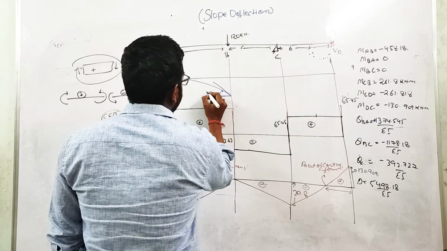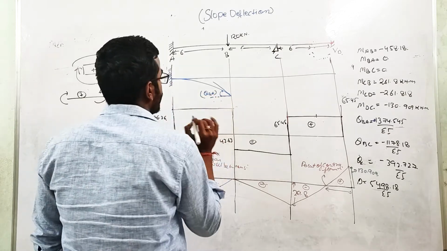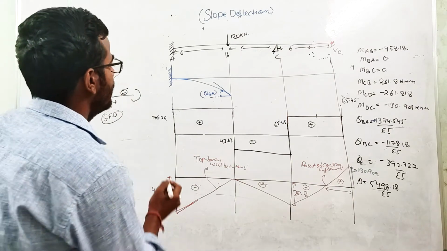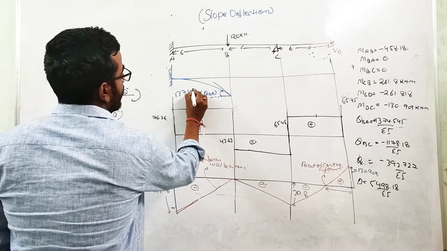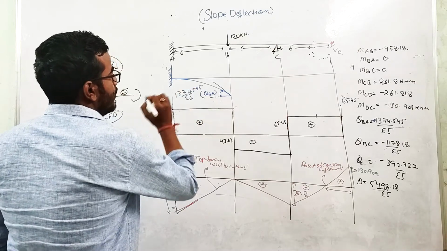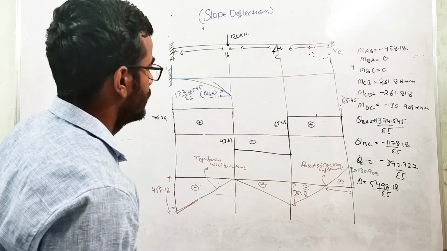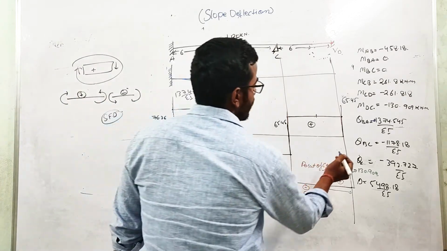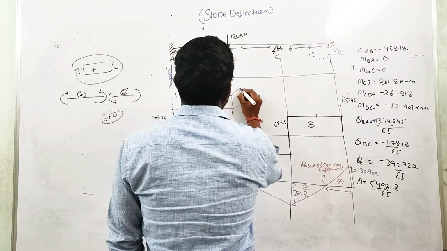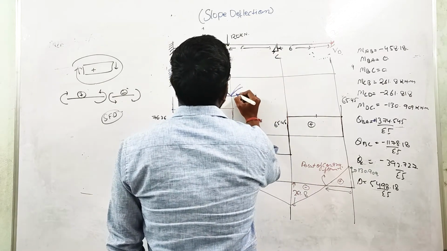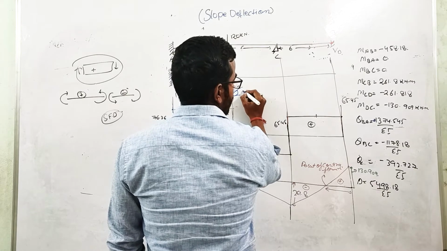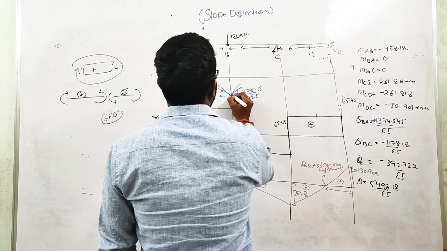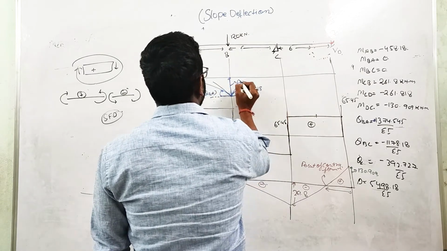So this is the value of theta BA. This is in anti-clockwise direction, so it is positive, right? And this value is 1374.545 over EI. Now, what is the value of theta BC? Theta BC is negative, so it will bend like this. This is anti-clockwise rotation, and this value is 1178.18 over EI. And this is the value of delta. This is nothing but delta.